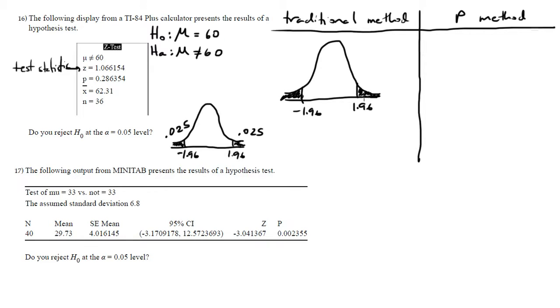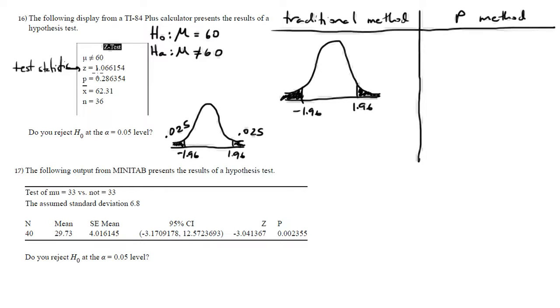So what the traditional method says, once we determine that critical region, we calculate our test statistic. If our test statistic is greater than 1.96 or less than negative 1.96 for this two-tailed test, if it falls in either of these two regions, reject the null hypothesis. Otherwise, don't reject the null hypothesis.